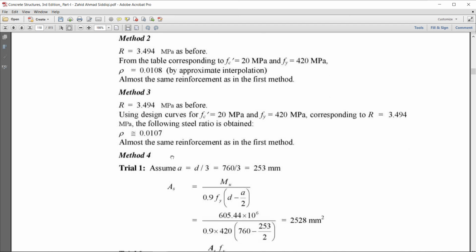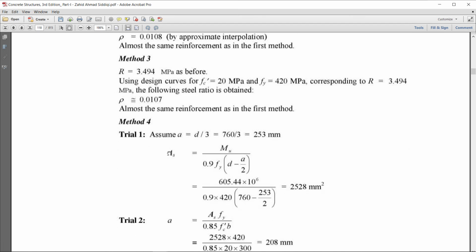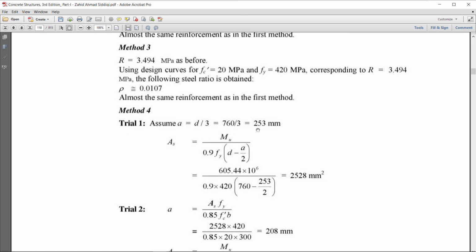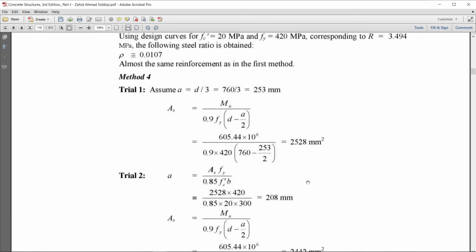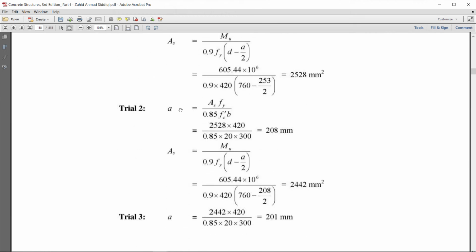Now the fourth method, that is the trial method. Assume a = d/3, that is equal to 253 millimeter. From the assumed a, you will get the area of steel. You have all the values, you will put the a, you will get the area of steel 2528 millimeter square. Then in the second trial, you will get the new value of a from the area of steel from the first trial. Here is the new value, 208 millimeter. Then you will put the a value in the previous equation again, and you will get the new As value, that is 2442 millimeter square.